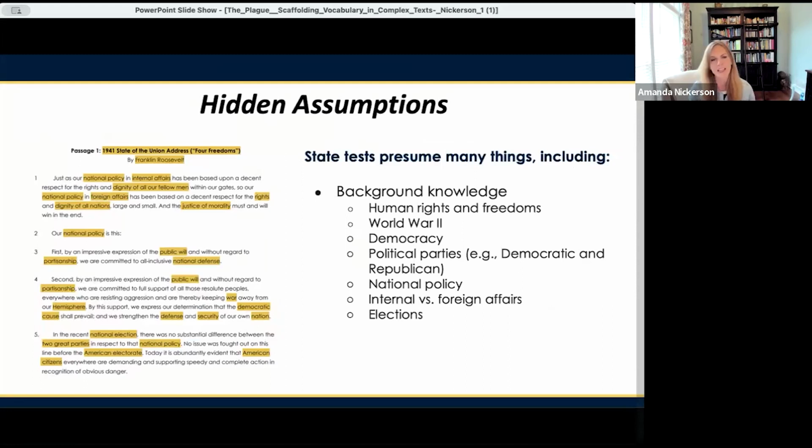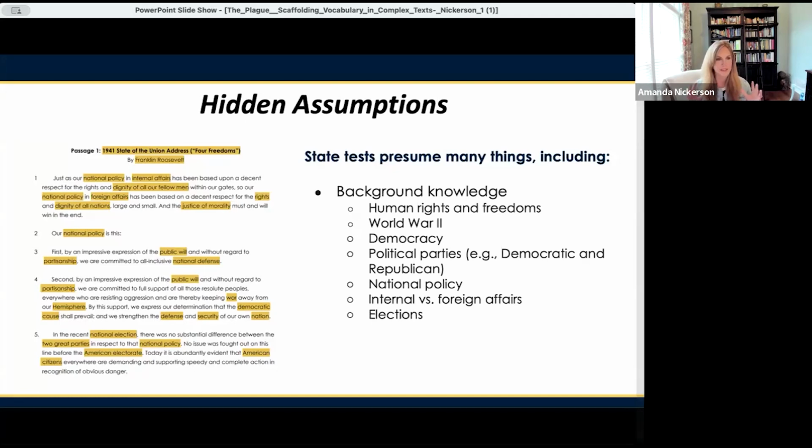And so what you're looking at right now is an excerpt from our Ohio State test from several years back. And you can see that passage number 1 was from the 1941 State of the Union Address for Freedoms by Franklin Roosevelt. And what I want to point out over the next couple slides here is just a little bit of context for why this is so important and why it's important whether you teach ELA or whether you teach science or social studies or math.